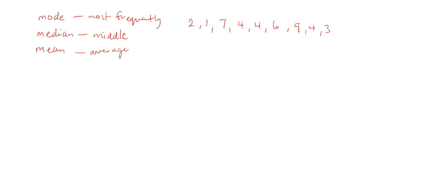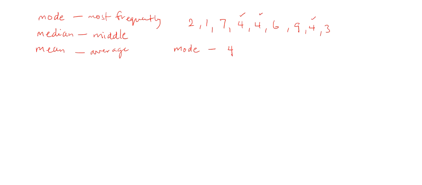All right, so I have 9 numbers. Let's say these were scores in a maths quiz or something like that, and I were to ask you, what is the mode? Now the mode, like I said, is the one that occurs most frequently. If you look at the string of numbers here, we have 4 occurring 3 times. No other number appears more than once. So therefore the mode is 4.